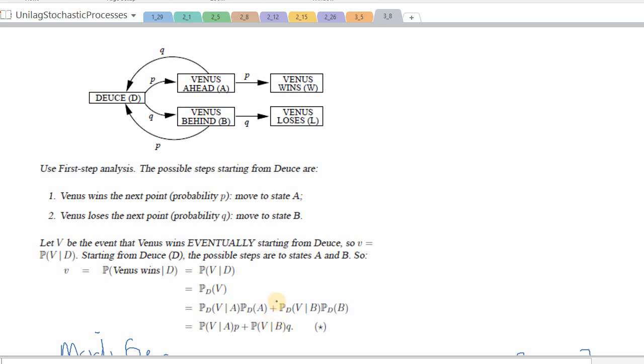So this gave us an equation relating these conditional probabilities, P(V | D), P(V | A), P(V | B), and we found 2 more equations involving those 3 quantities, and we were able to solve them. Now, what we want to do now is not deal with probabilities, but expected times. But expectation works exactly the same way. If you replace these P's with E's, then a similar construction takes place. So that's what I'm going to do down here.